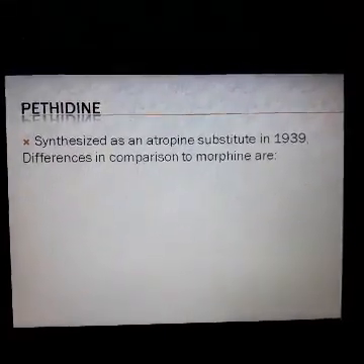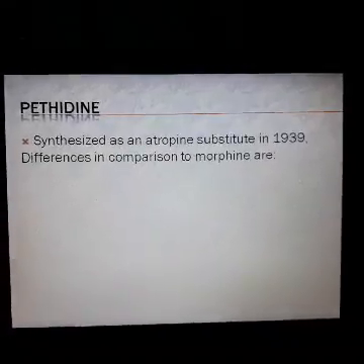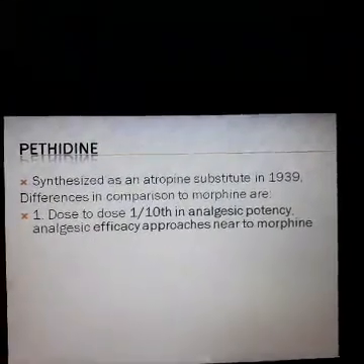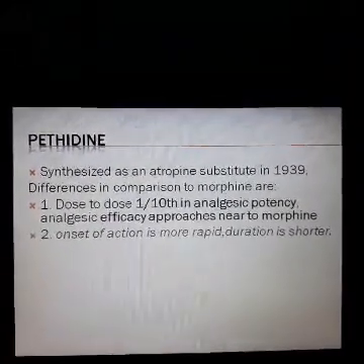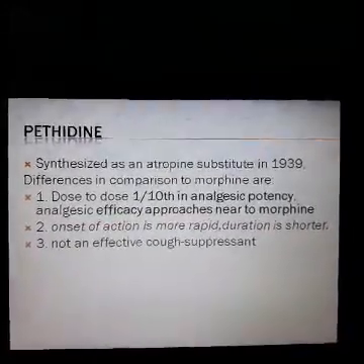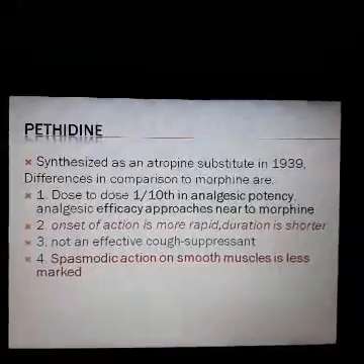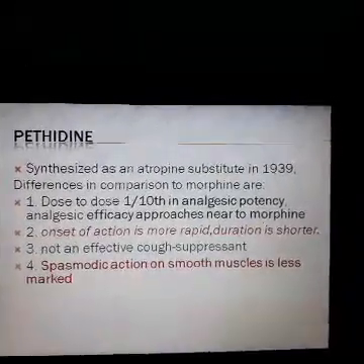Pethidine, it is an atropine substitute. So atropine, if you remember, is an anticholinergic drug. So what is the difference with morphine? Once again, dose to dose it has 1/10 potency, just like codeine. Onset of action is more rapid, duration is shorter, and it is not an effective cough suppressant. Spasmodic action on muscle is less marked. That's the advantage of pethidine.